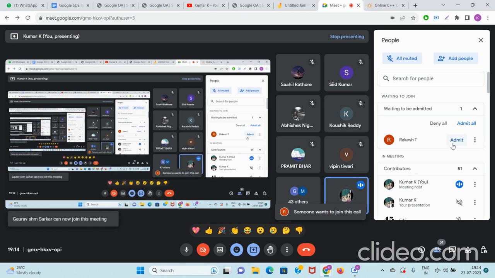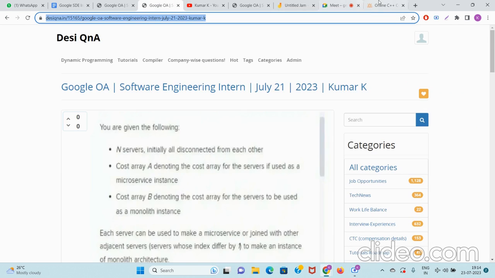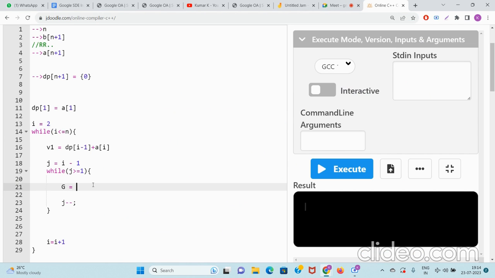Guys, now don't waste time, quickly tell me what will be the value of dp of j minus 1 plus sum b. So what is sum b? Sum b is b of i plus b of i minus 1. And as you go backwards, you keep on needing to add the b of i value to this.